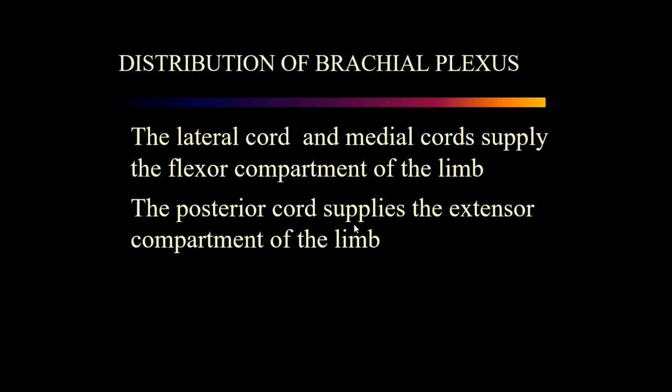Distribution, very briefly we will see in this brachial plexus. Slowly you will learn all these nerves when you dissect the arm, forearm and the hand. The lateral and medial cords, you have to remember how they are formed. Formed by the anterior divisions. So they will supply the anterior compartment of the arm and forearm. Posterior cord, how is it formed? Formed by the posterior divisions. They supply the posterior compartment or extensor compartment of the limb. That's a simple way to remember this distribution of the brachial plexus.